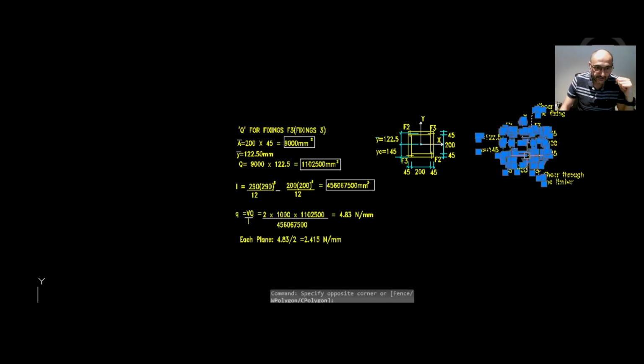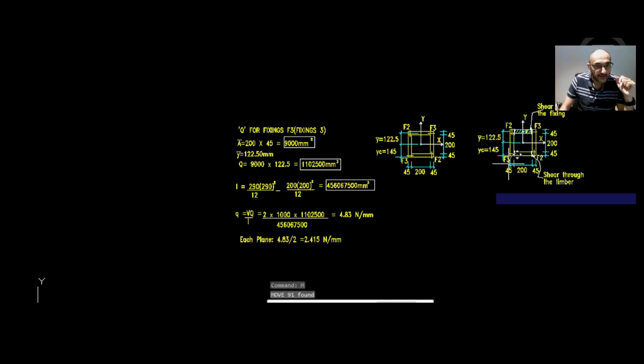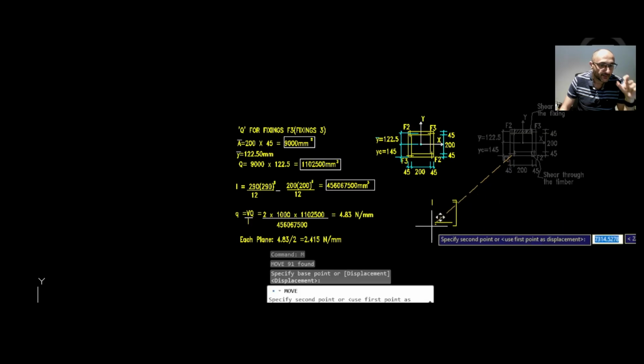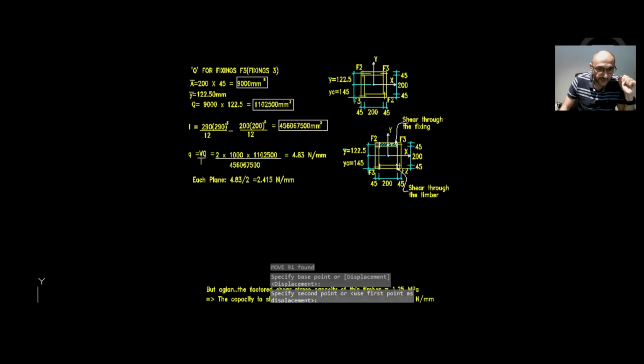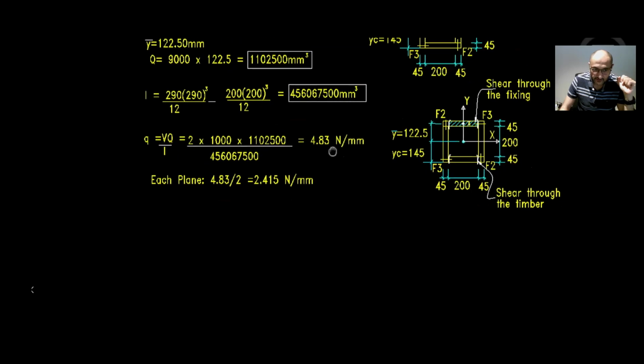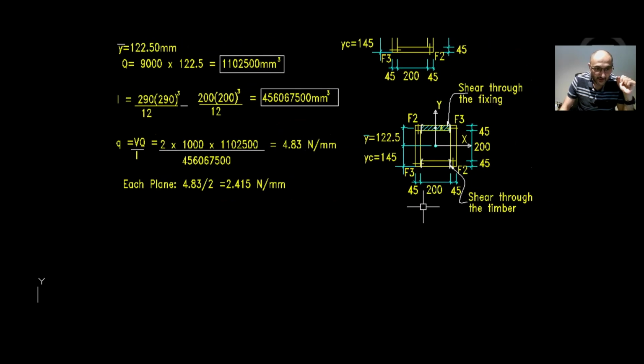And Q this time is a little bit different, because A is much less than the previous example. So that would be 9,000 multiplied by 122.5, okay? And that would be 1,102,500 millimeter cube. I is exactly the same. The second moment of area is exactly the same.